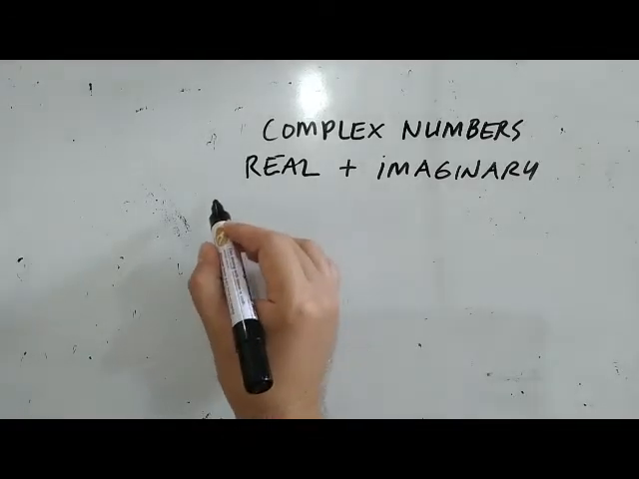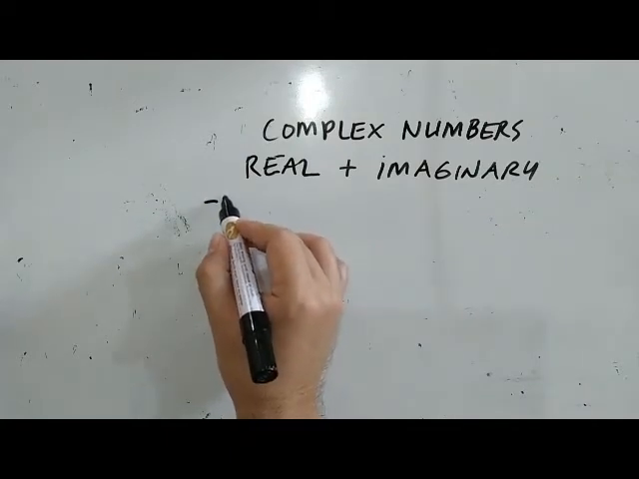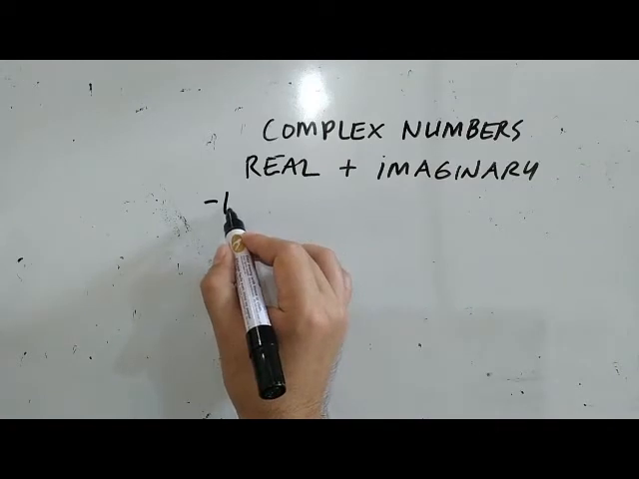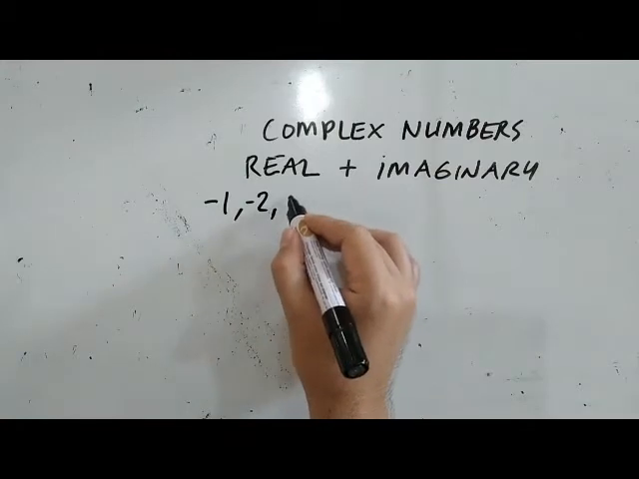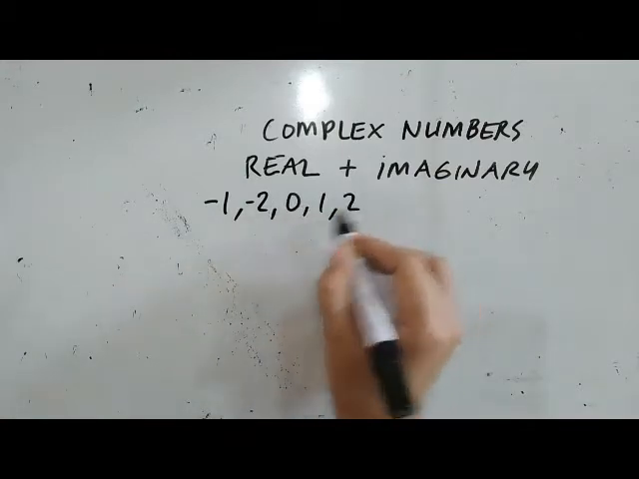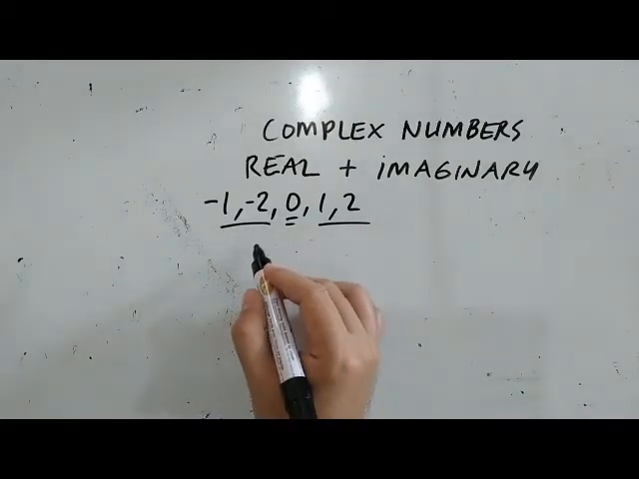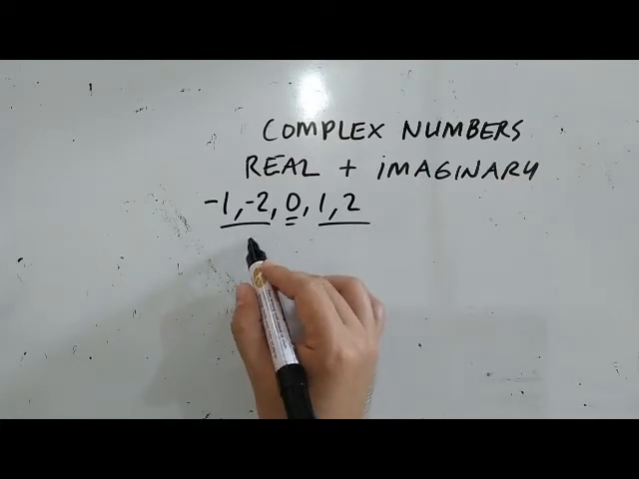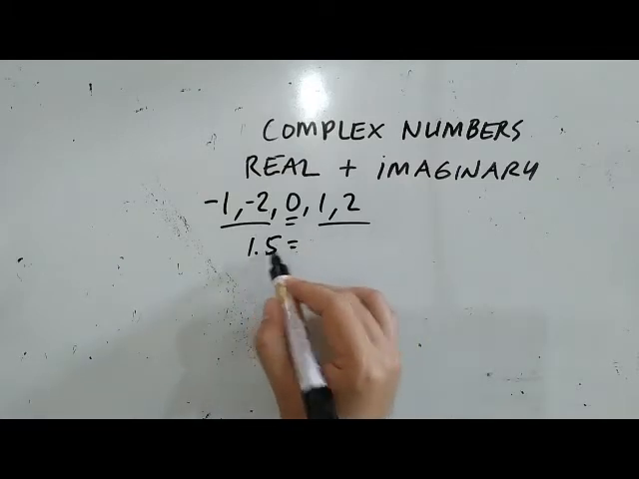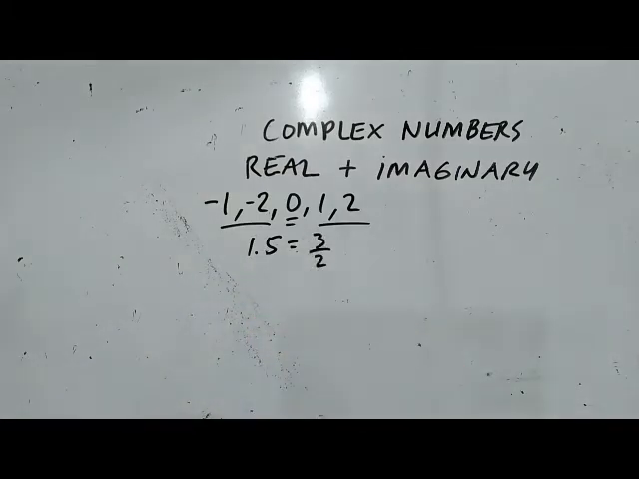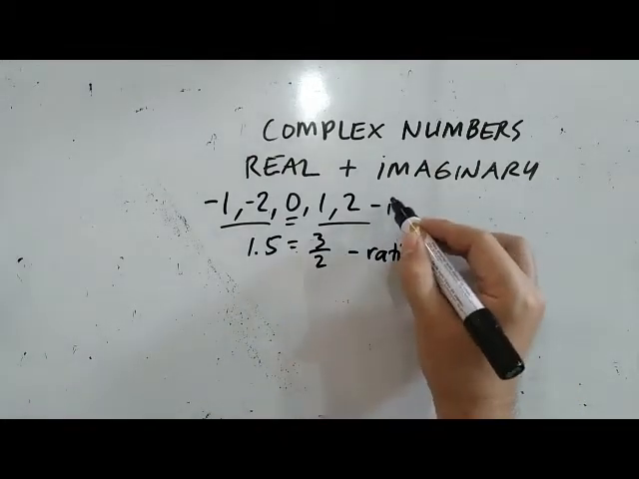Real numbers can be integers. Integers are all the whole numbers, negative, zero, and all the positive numbers. They can also be rational numbers. Rational numbers are numbers, let's say 1.5, that you can express in terms of a fraction. So these are rational. These are integers.